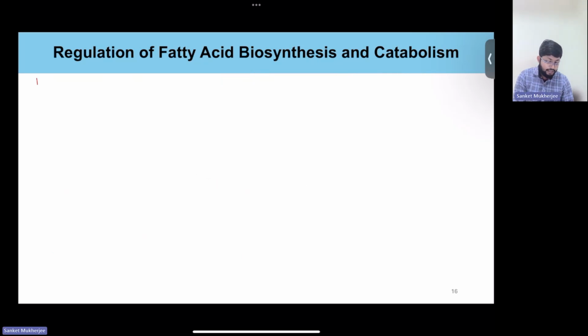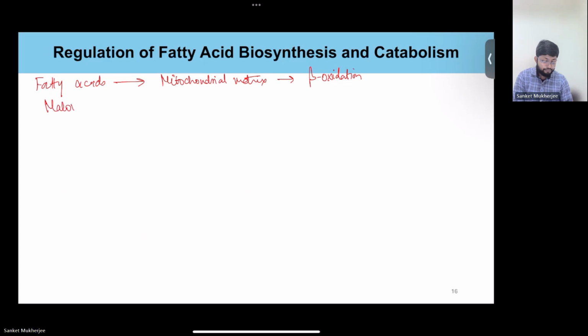So if the fatty acids are transported to the mitochondrial matrix, then they are destined for beta oxidation. That is usually how it works. And malonyl coenzyme A regulates fatty acid oxidation.